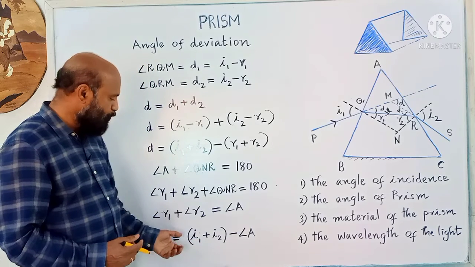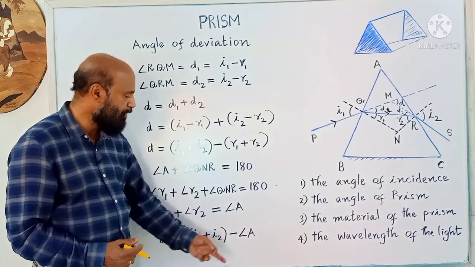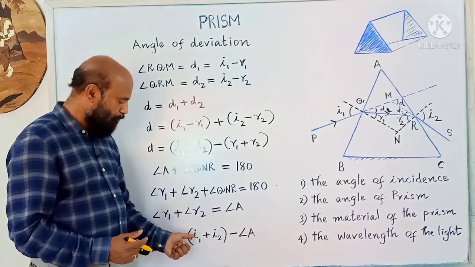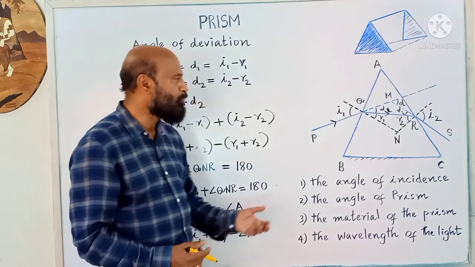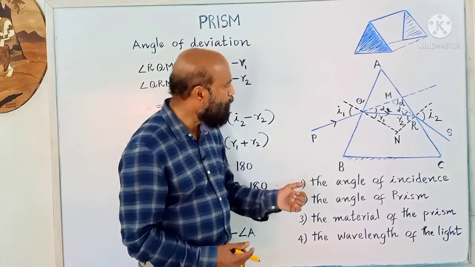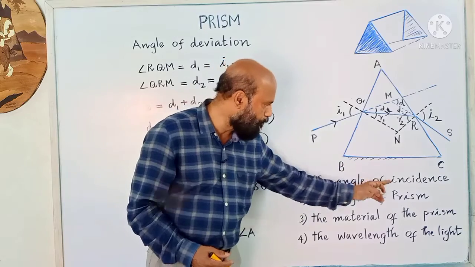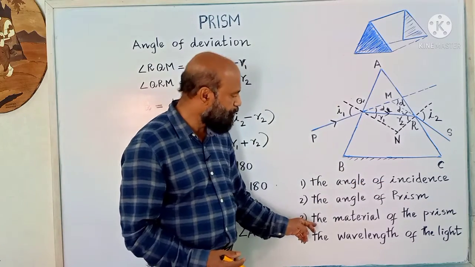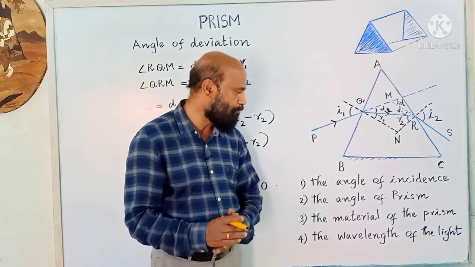Now deviation depends on the angle of incidence, the angle of emergence, and the angle of the prism. For a given angle of incidence, the angle of emergence depends on the material of the prism. So the angle of deviation depends on the angle of incidence, the angle of the prism, then the material of the prism, and the wavelength of the light.